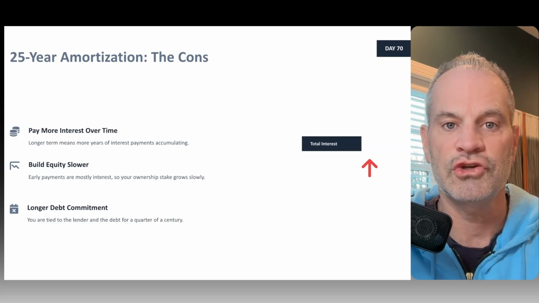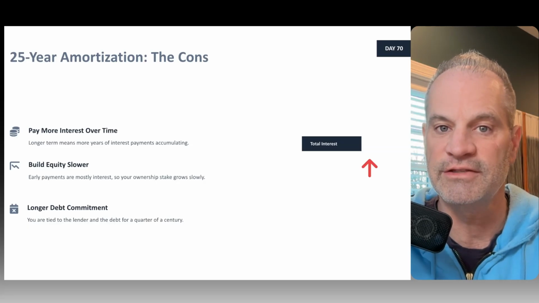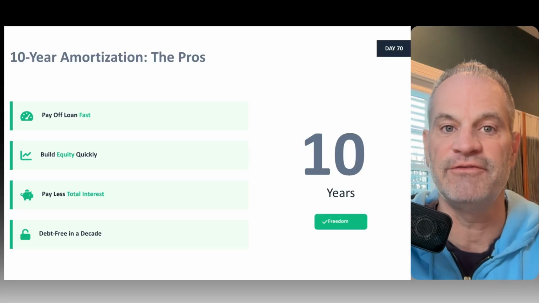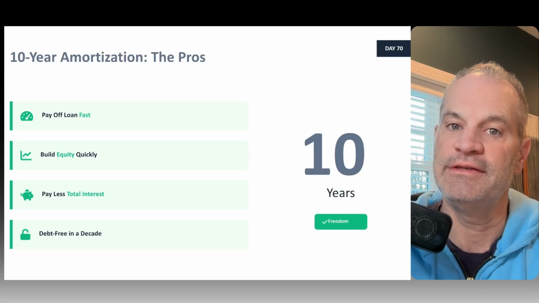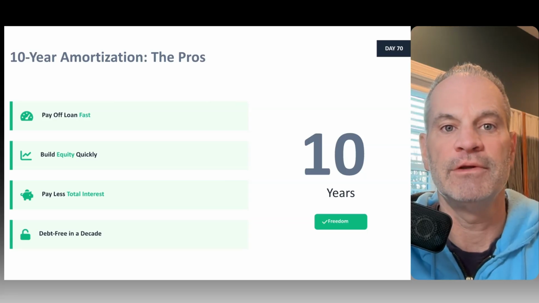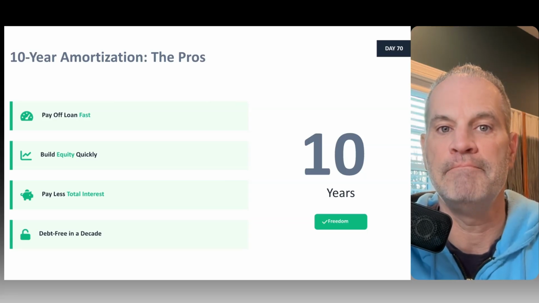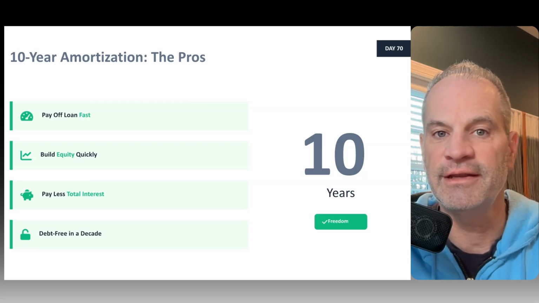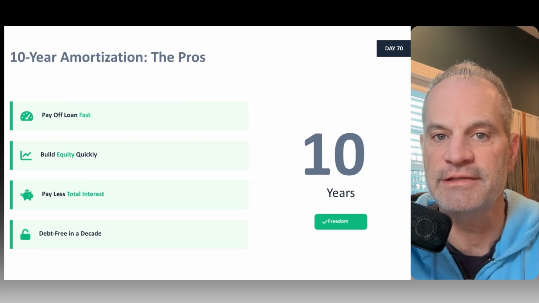All right, now let's contrast this by looking at the aggressive approach of a 10-year amortization. A 10-year AM is the fast track to debt freedom and maximizing the long-term returns. The most compelling pro is the massive reduction in total interest paid over the life of the loan. You are debt-free in a decade, eliminating the interest expense entirely.